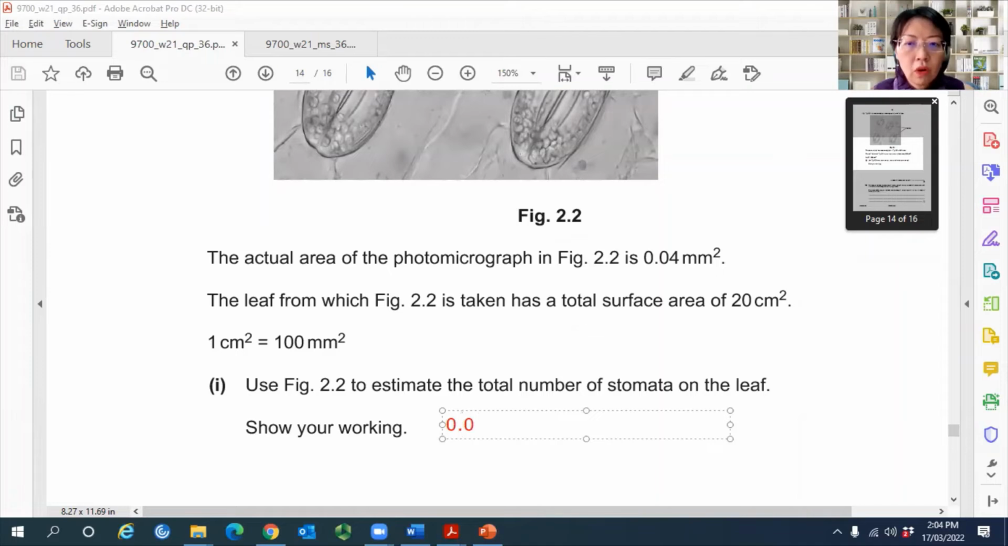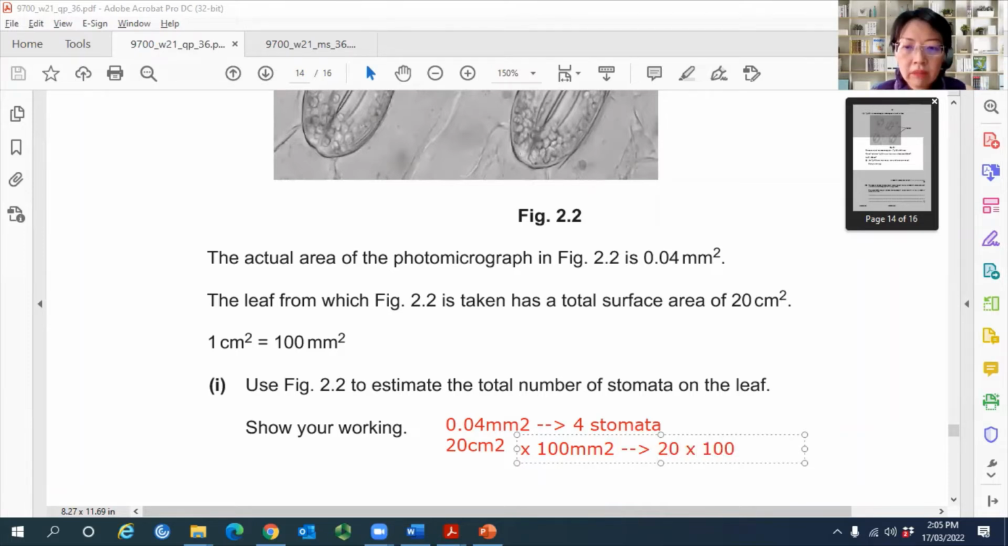So 0.04 mm square has got 4 stomata, right? So the entire leaf is actually 20 cm square. You have to convert 20 cm square to mm square. The conversion from cm square to mm square is already given to you here, so you only need to multiply by 100 mm square. So it's 20 times 100 mm square, divided by 0.04 mm square, times 4. So that will be the answer.